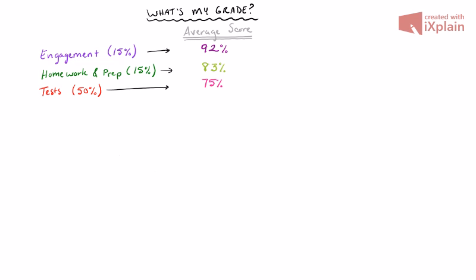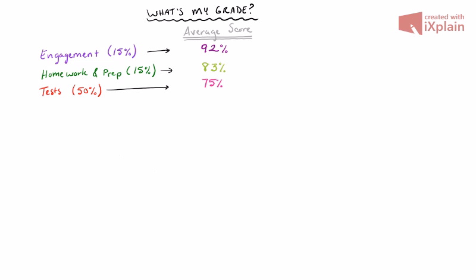Say our student has an engagement grade of 92%. Their average from their homework and prep assignments is coming out to be an 83%. And currently the average on their test scores is coming out to be a 75%. What I want you to note here is that each piece of their grade has a different weight attached to it. As you can see, engagement and homework and prep have the same weight. They account for 15% of the total grade.